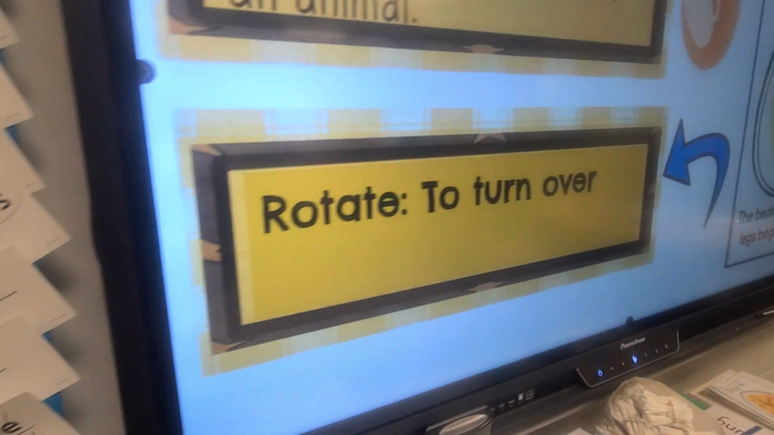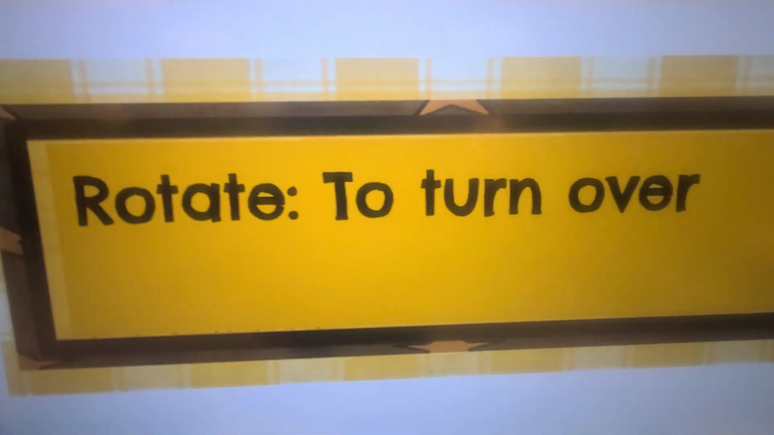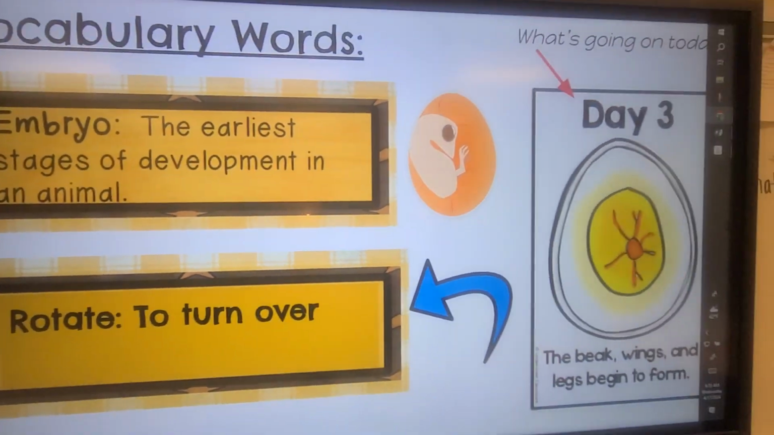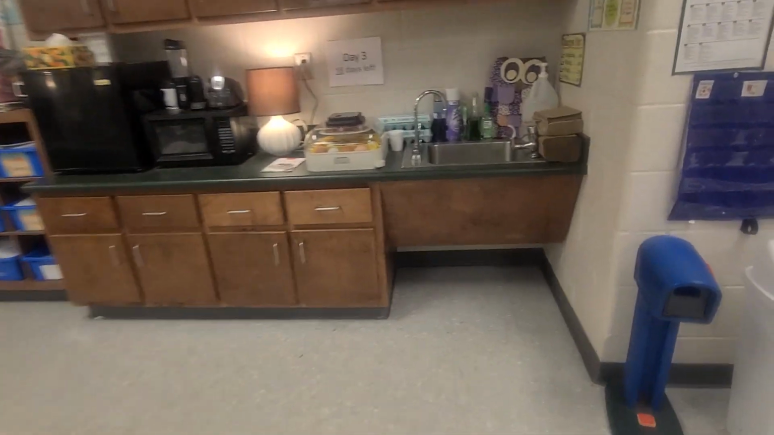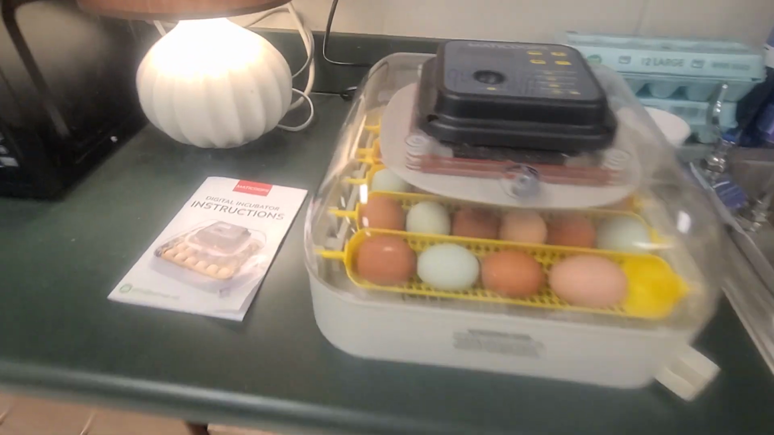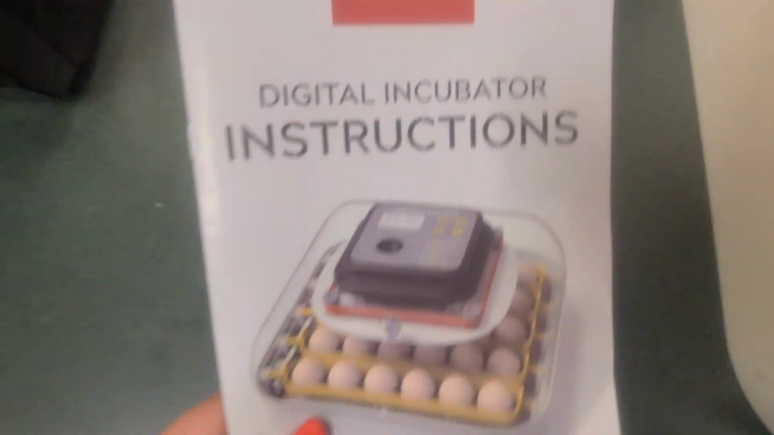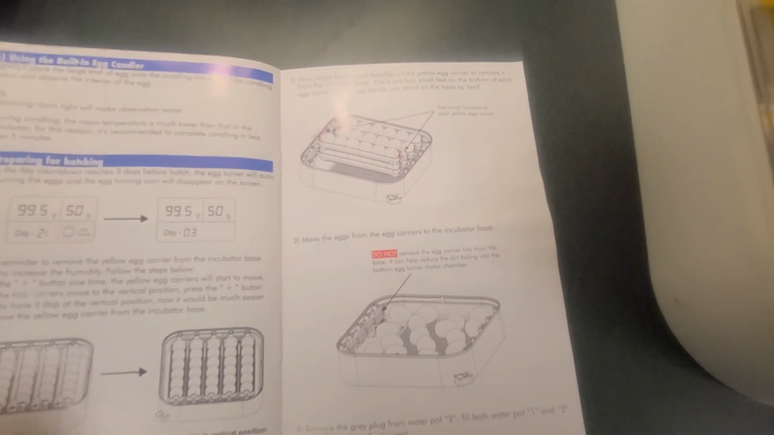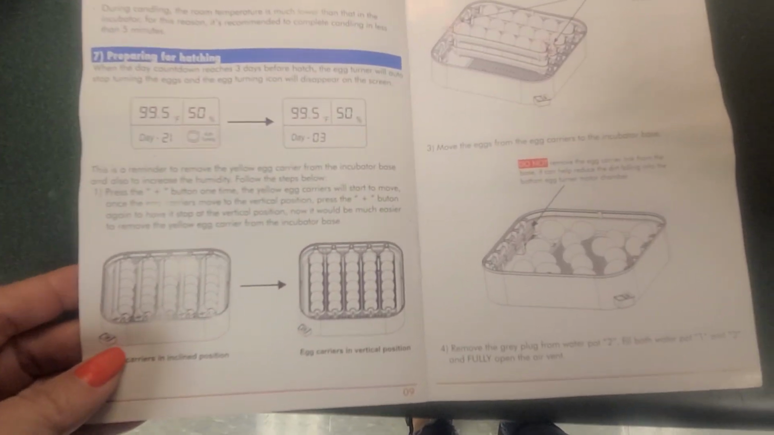All right, also our verb for today, rotate, to turn over. So we're going to talk about our new incubator a little bit. I'm going to walk over here and show you a little bit. This is our 2nd year using this new incubator, and it is much more automatic, a lot easier, less manual than the first incubator that I used for years and years and years, which was made out of styrofoam. This one is made out of plastic.